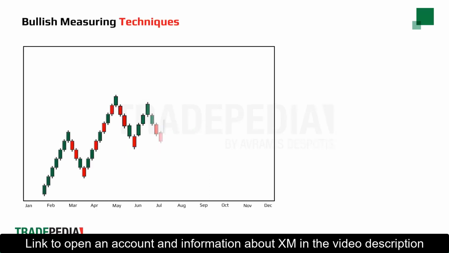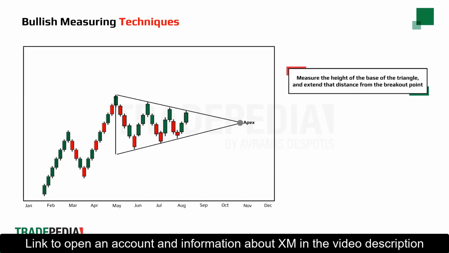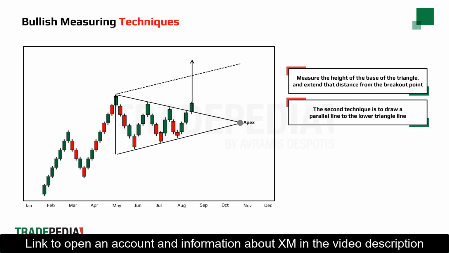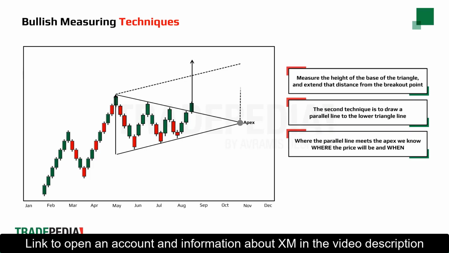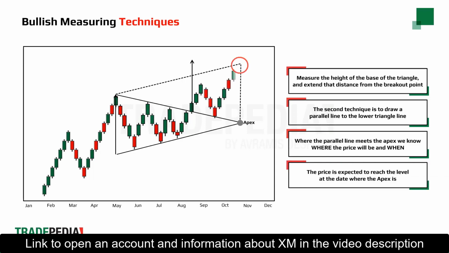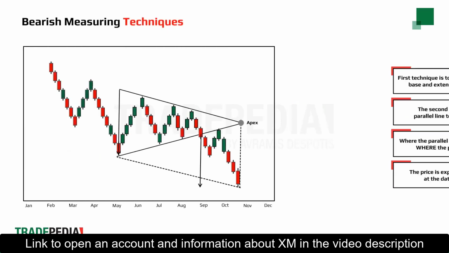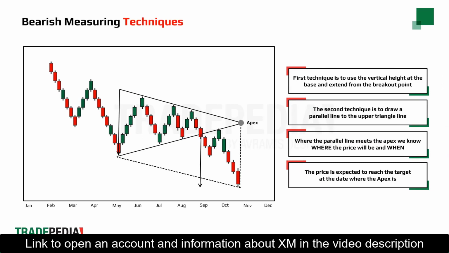For the measuring technique in the case of a bullish triangle, the first technique is to measure the height of the base of the triangle and extend that distance from the breakout point. The second technique is to draw a parallel line to the lower triangle line. Where the parallel lines meet the apex, we know where the price will be and when the price is expected to reach the level at the date where the apex is. The same is applicable for the targets of a bearish triangle.